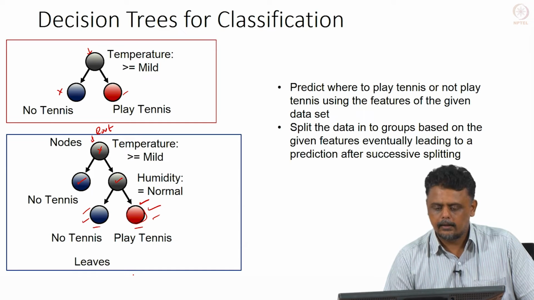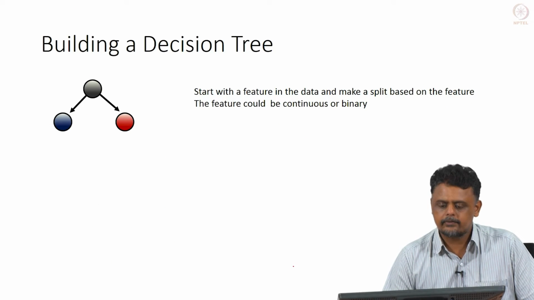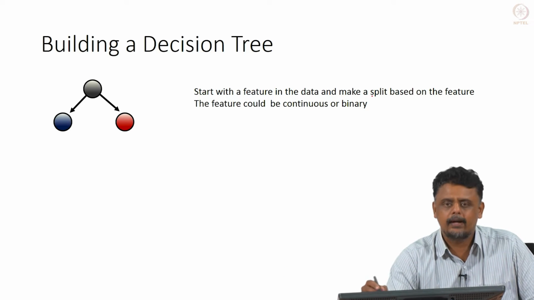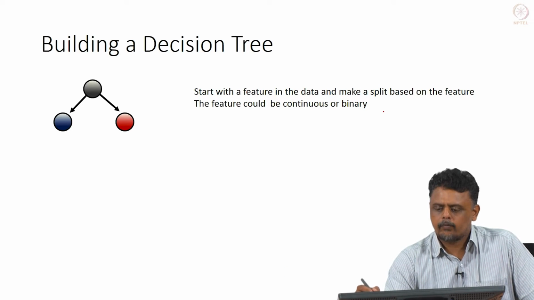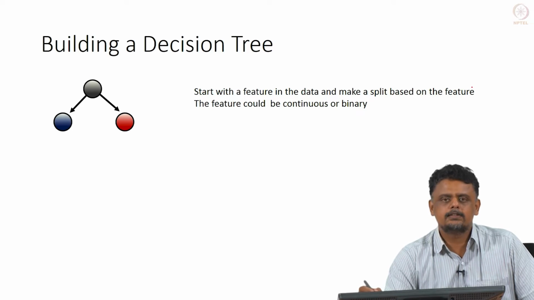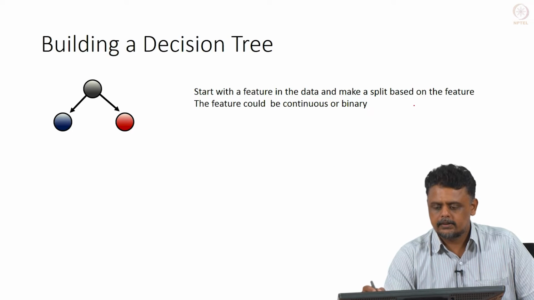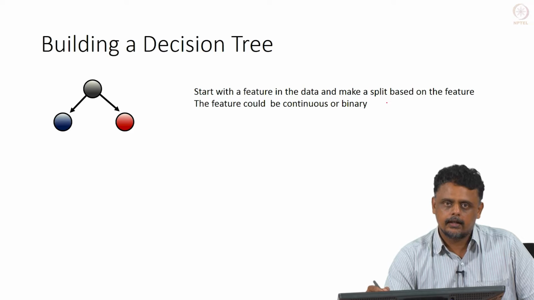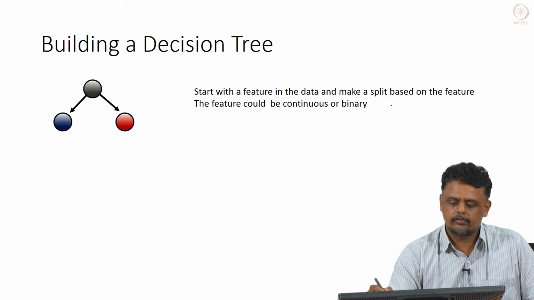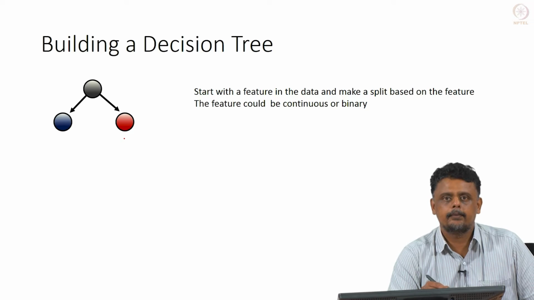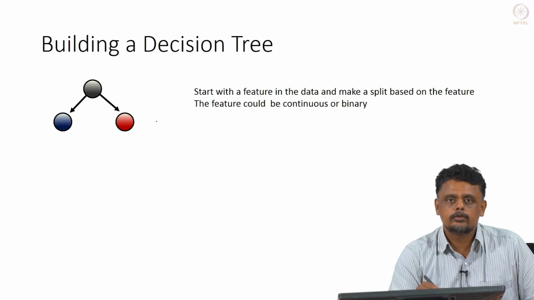So, how do we go about doing that? Just to summarize, we start with a feature in the data set and make a split based on the feature. The split could be continuous or binary, that is categorical. The split is based on some condition. We will see what that condition is later on, but just for the sake of the next few slides, we will assume that we have a way of figuring out which feature to choose and how to make the split. So, we choose a feature and we split the data into 2, leading to 2 different nodes.